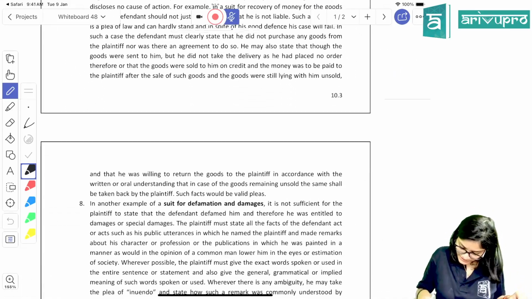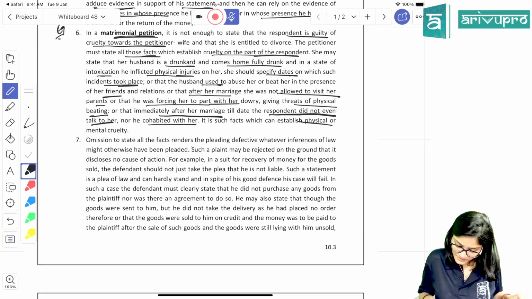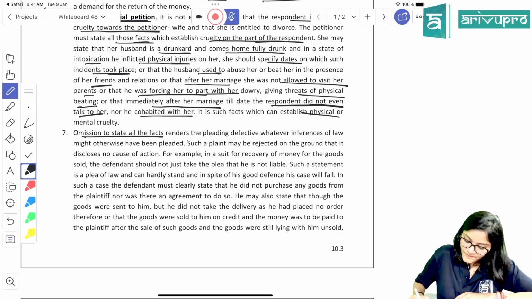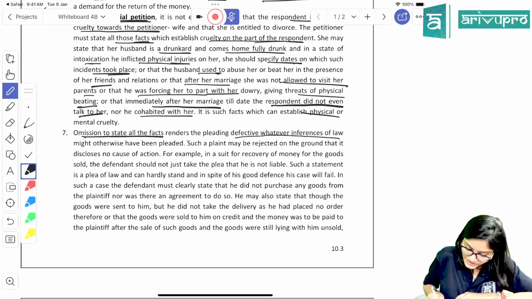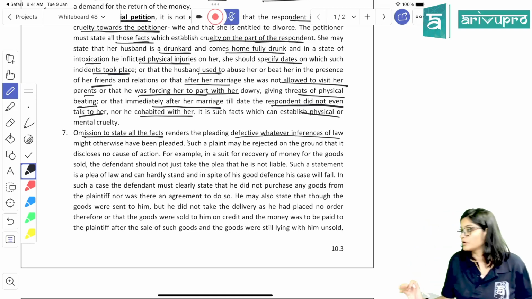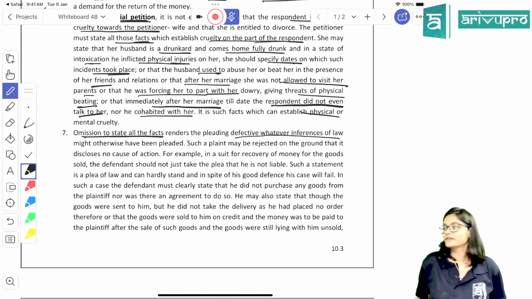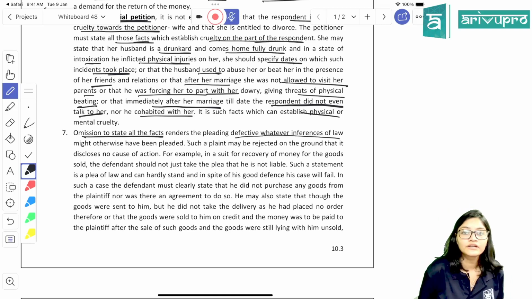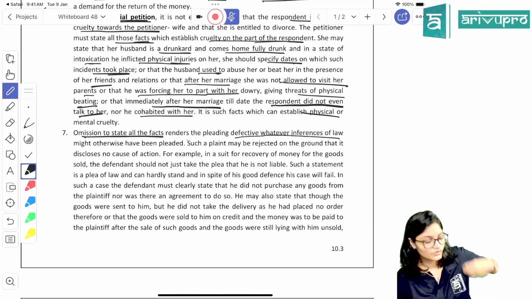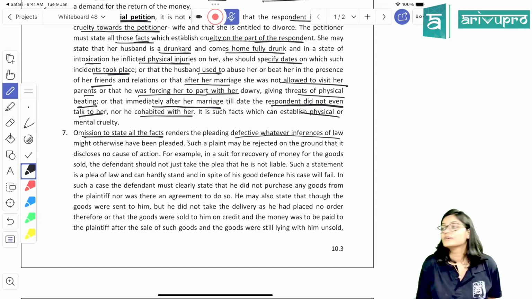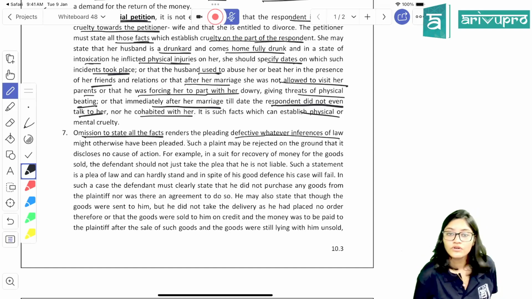So some examples are given to you. Next, omission to state all the facts renders the pleading defective, whatever inferences of law might otherwise have been pleaded. If you omit some facts, right, what will happen? Pleading is defective, and based on this only court is going to interfere. Court is going to make interpretations, right? If you mention half of the facts, maybe possible interpretations go wrong, right?